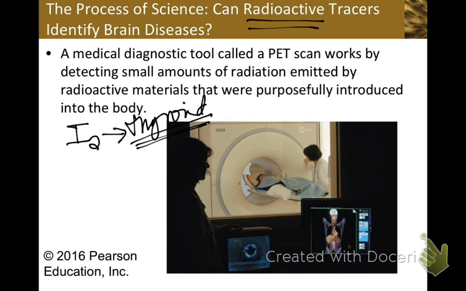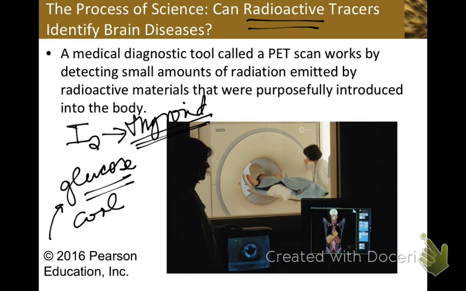Another one that they've used is radioactive glucose. This one is super cool because they found out that cancer cells use glucose at a higher rate than regular cells. It's called the Warburg effect. So a patient can drink radioactive glucose. Cells that bring it in faster take it up, and then they can do a scan and look at the areas of your body that take it up faster than others.